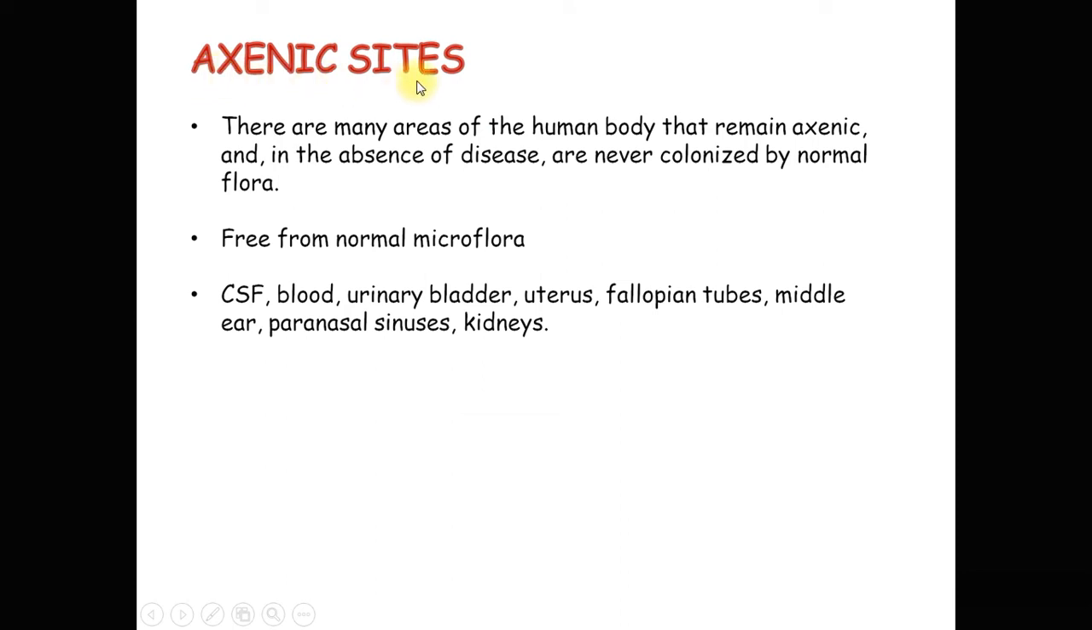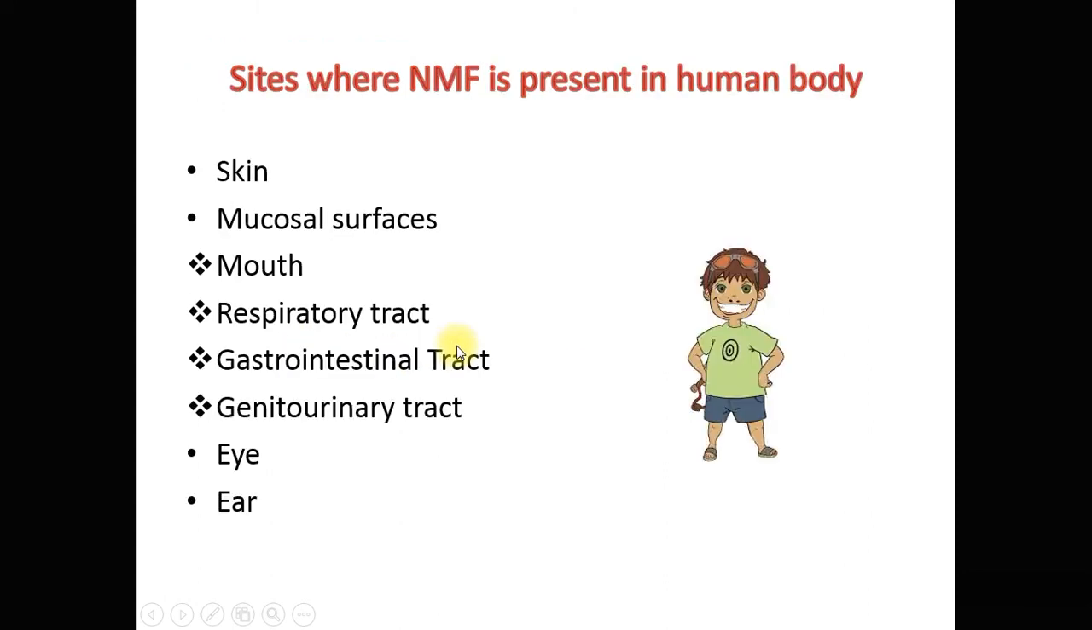What are axenic sites? Axenic sites are usually the sterile sites. The flora is not present at each and every site of the body. There are some areas of our body which remain axenic, which remain sterile. They are never colonized by the normal flora. These sites are CSF, cerebrospinal fluid, blood, urinary bladder, uterus, fallopian tubes, middle ear, paranasal sinuses, and kidneys.